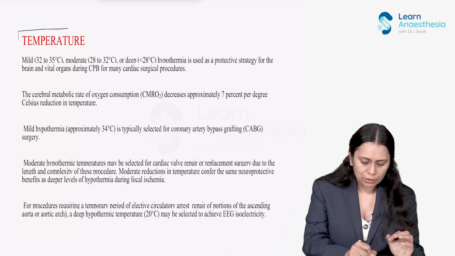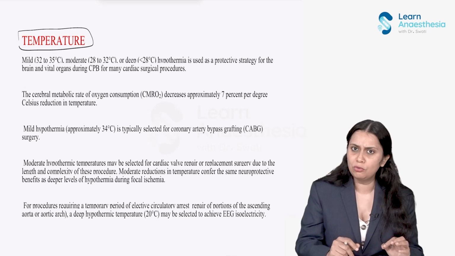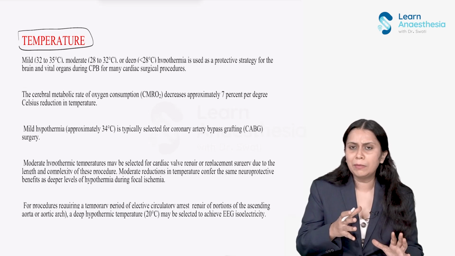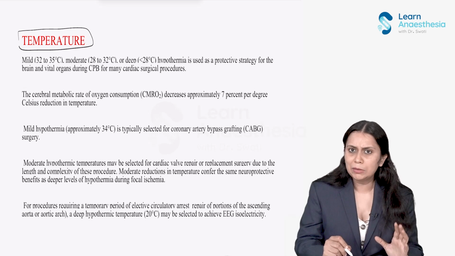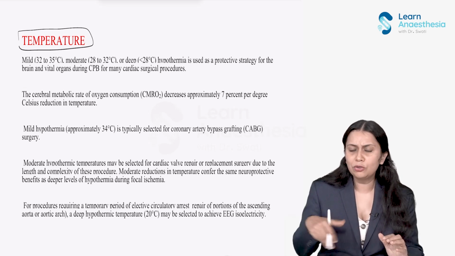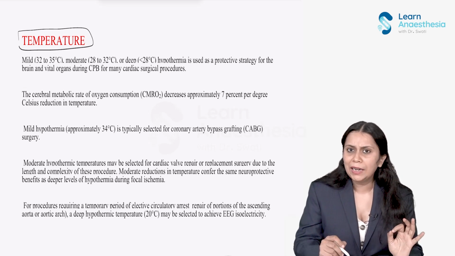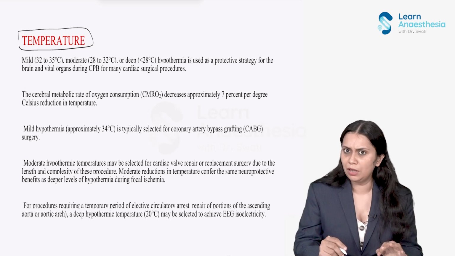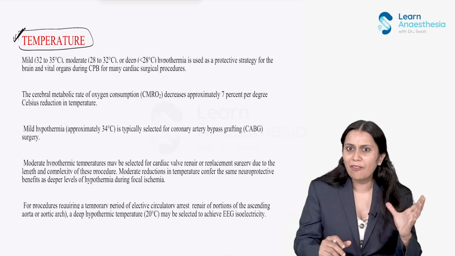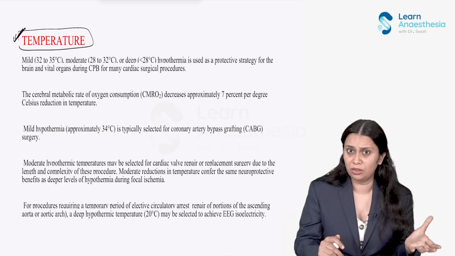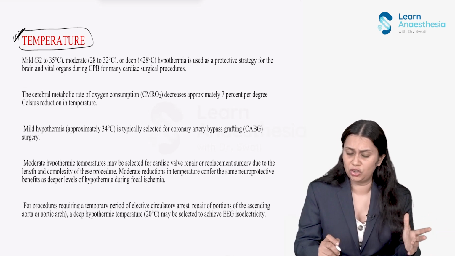Now, I said the CPB machine has two works. One, it maintains the oxygenation of the blood outside the body, right? It maintains the flow of the blood into the body, and the other, it modulates the core temperature of the body. So, temperature, because we have an oxygenator and a heat exchanger, both. It acts as oxygenator and heat exchanger.